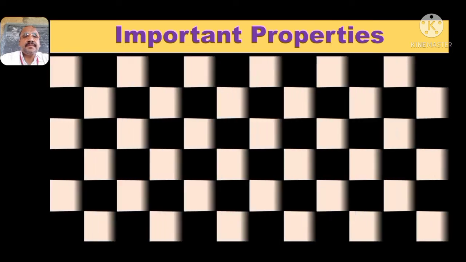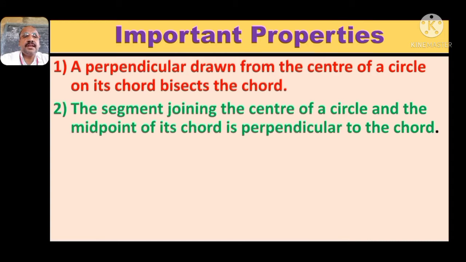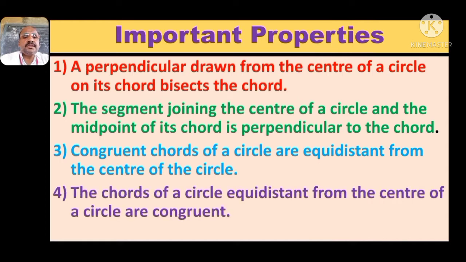Now, some important properties which we already studied in the previous standard. The first property: a perpendicular drawn from the center of a circle on its chord bisects the chord. Second property: the segment joining the center of a circle and the midpoint of its chord is perpendicular to the chord. Third property: congruent chords of a circle are equidistant from the center of the circle. And fourth property: the chords of a circle equidistant from the center of the circle are congruent.